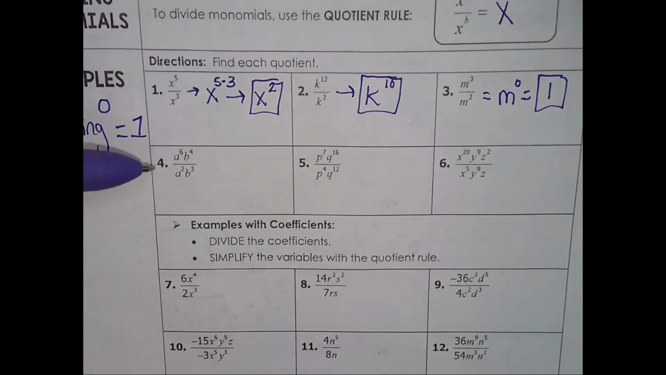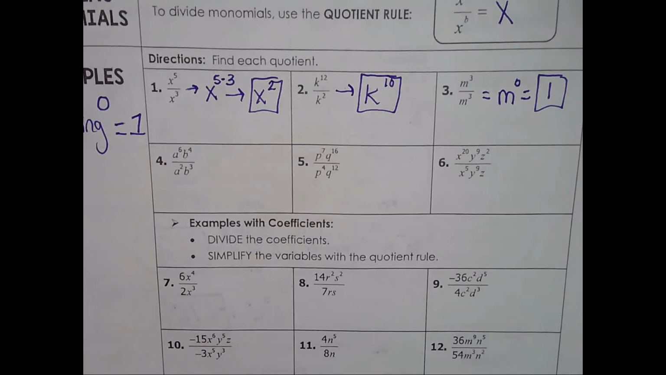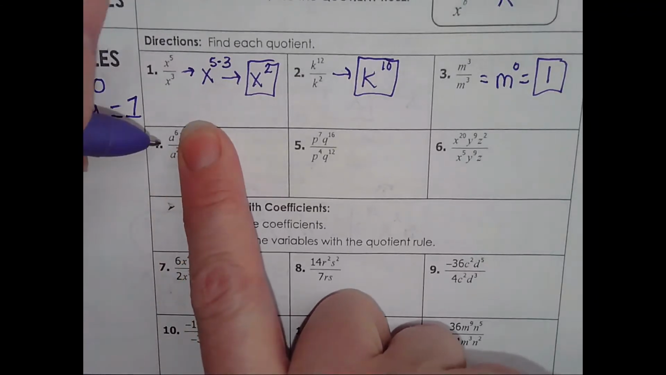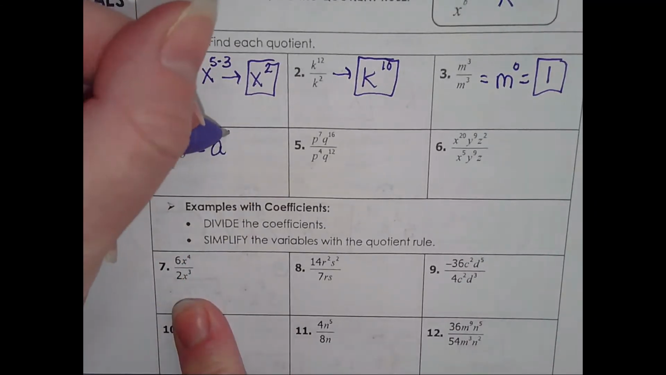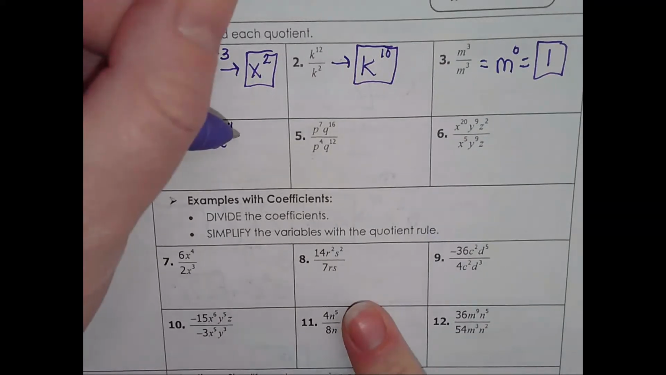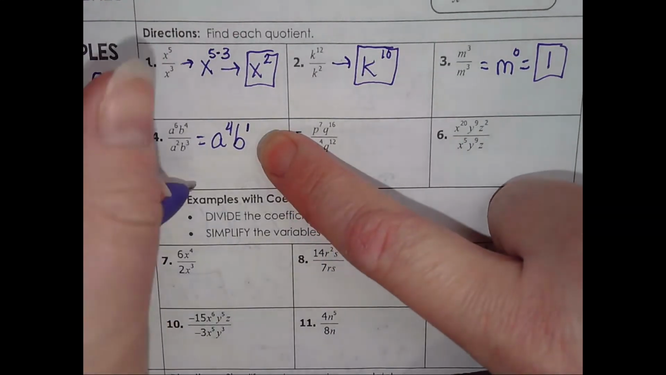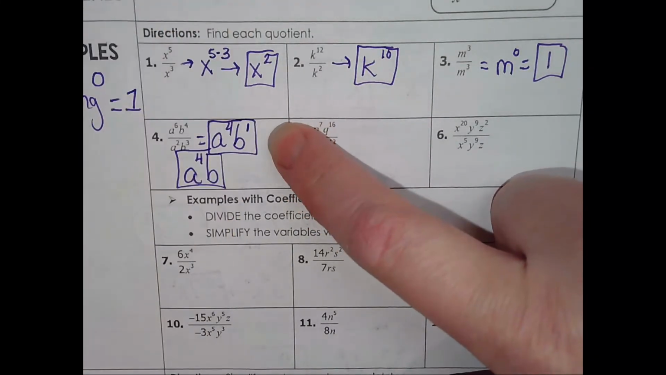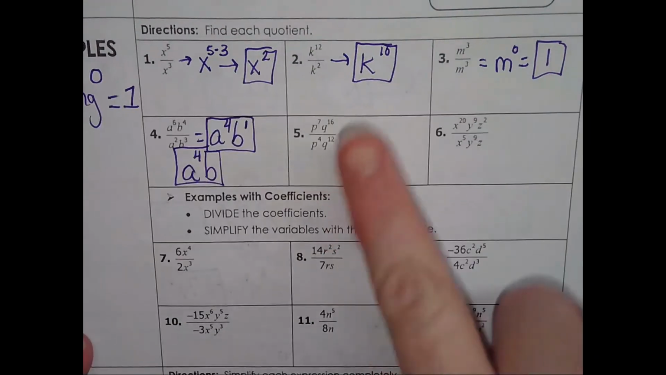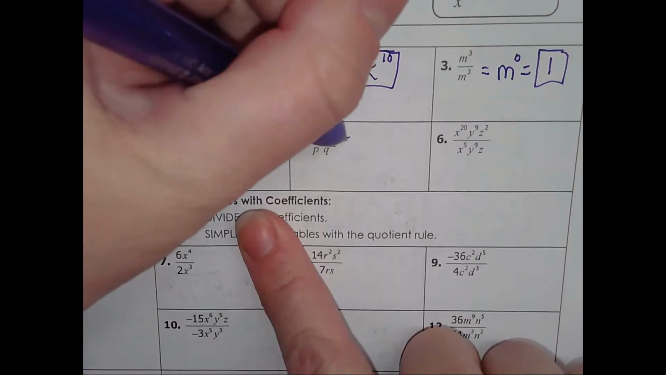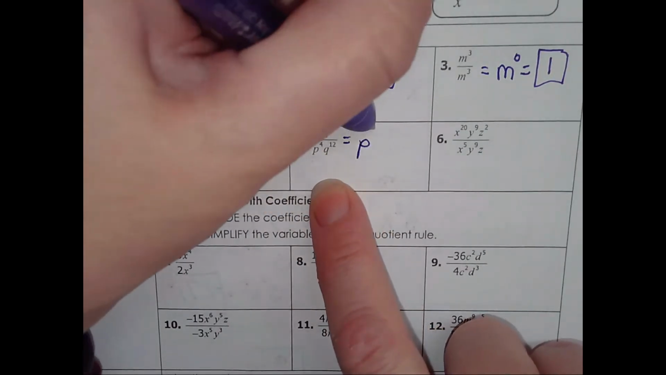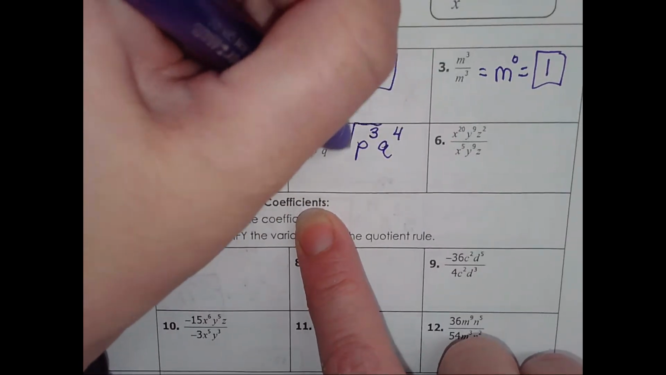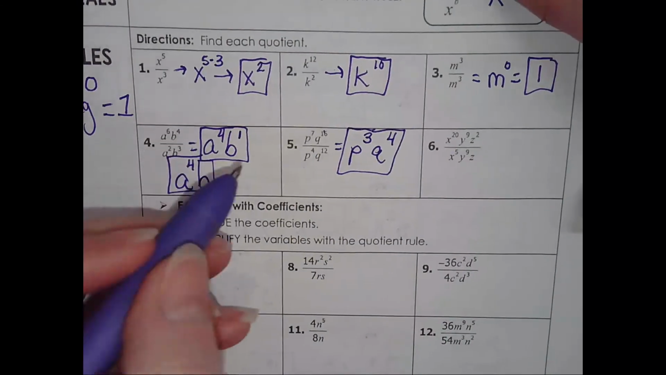If we take a look here at number 4, now we have a couple of variables going on. You do the same thing though. You almost want to take it in chunks. We take a look at the a's. 6 minus 2, we get a to the 4th. Now look at the b's. 4 minus 3, you get a 1. If you don't want to write the 1, you can write it as a to the 4th b. Either one is totally fine. Then for p, we get p to the 7 minus 4 is 3, and then you get q. 16 minus 12 is 4. So just subtract. Lots of subtraction today.